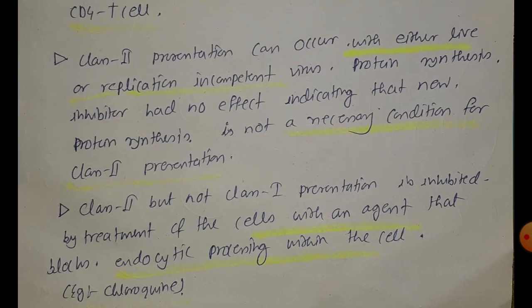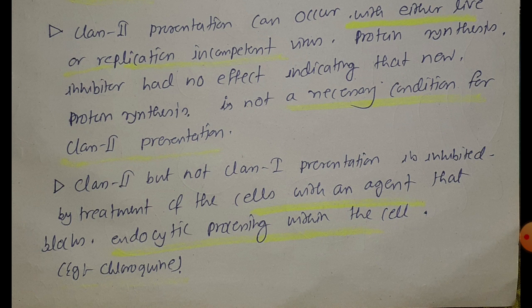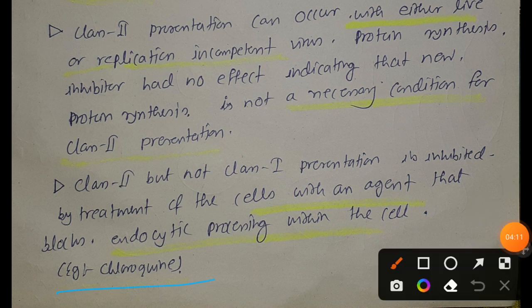Now how can we inhibit class 2 presentation if we want to? Remember, class 2 presentation can be inhibited by chloroquine, an inhibitor that can inhibit the endocytic processing. I have told you that first of all the antigen presenting cell will take the extracellular antigen by endocytosis, right? So if you use chloroquine, it will be very difficult for that cell to express class 2 molecule. Clear? That is the idea.